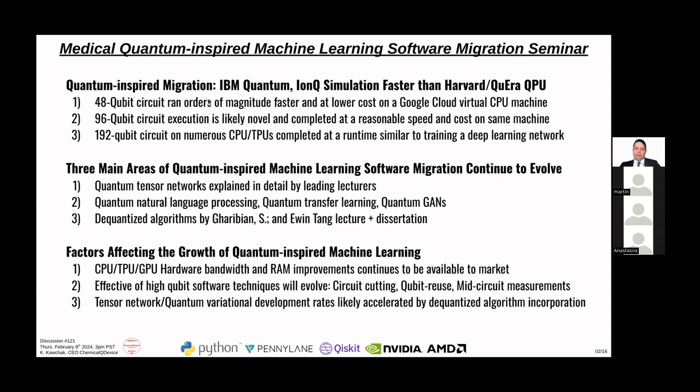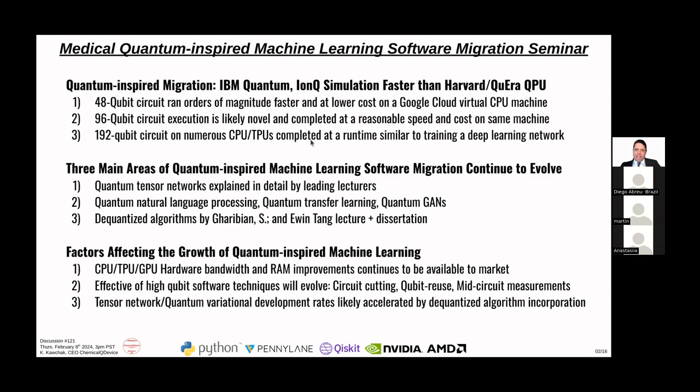What they did is similar research to what I've been showing all the time, using quantum simulation. They got 48 qubits to run two orders of magnitude better, actually 100 times, at lower cost, using the Google Cloud virtual CPU machine. And they didn't stop there. They did a proof of concept that it was faster. It's obviously a lot cheaper to do it on a CPU, this 112 virtual CPU kind of thing.